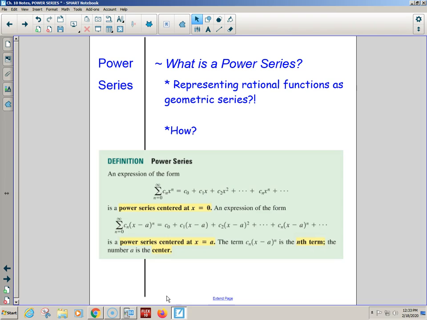Now, up above, it can be useful for one application. I'm not even pretending to know all of them, but one application is representing rational functions in terms of geoseries. But what is the power series? The power series is basically an infinite polynomial of the form that you see down below, with either 0 as its center or another term as its center.